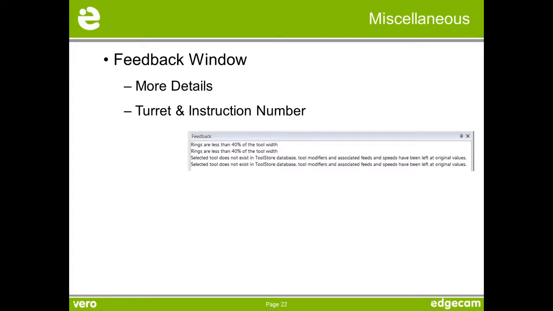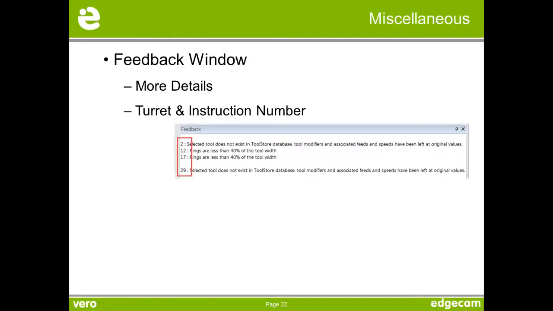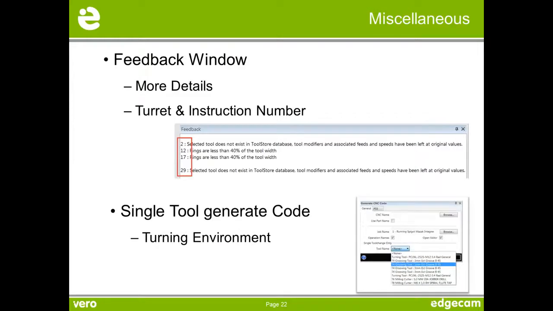So this is typical information that we see inside turning. Which cam instruction is causing rings less than 40%? This is what you would have seen in 2014 R2, but now in 2015 R1 it's actually going to designate and specifically tell you which particular cam instruction is giving us that feedback. So that's very, very useful.